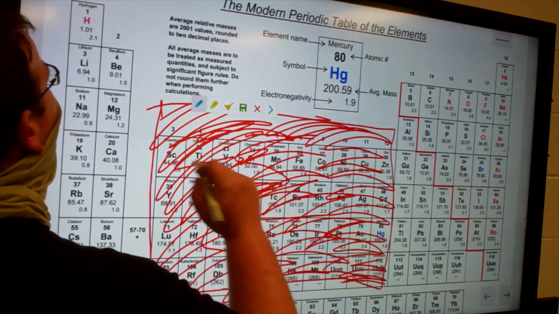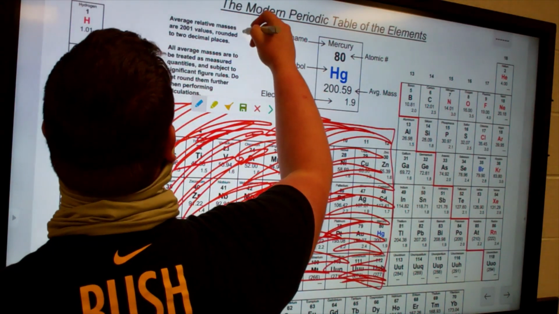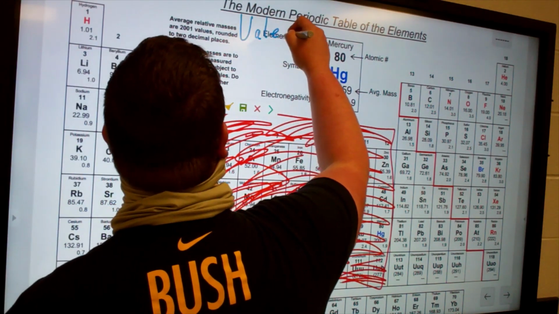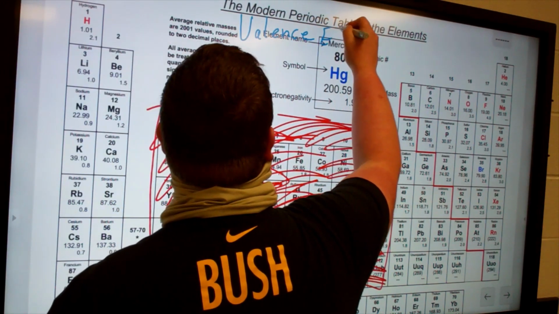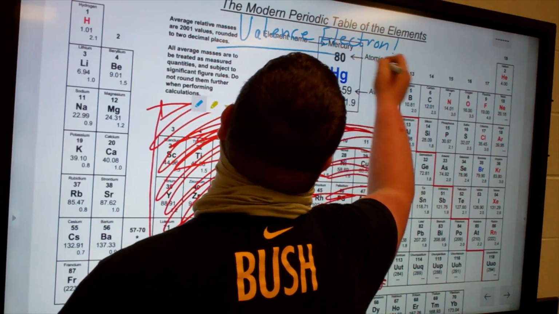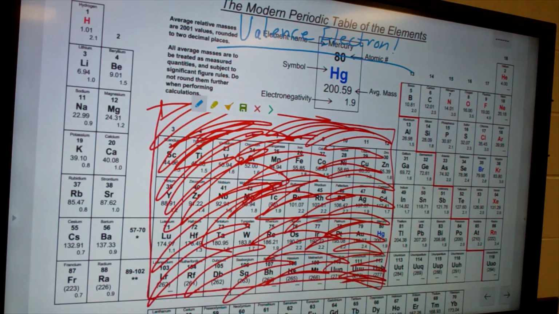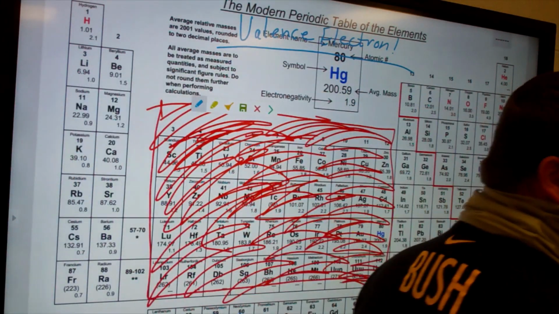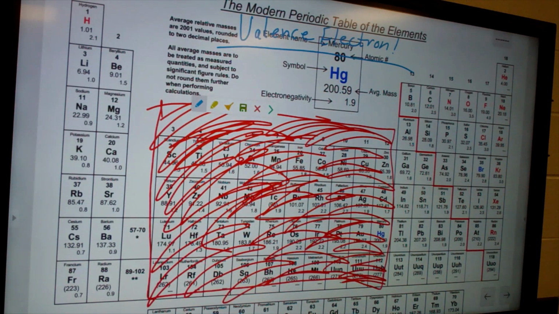So we worry about the valence electrons, okay? Valence electrons will be here in blue. So the number of valence electrons, you're going to catch the pattern. Don't let it go over your head, okay? You got this. I believe in you.